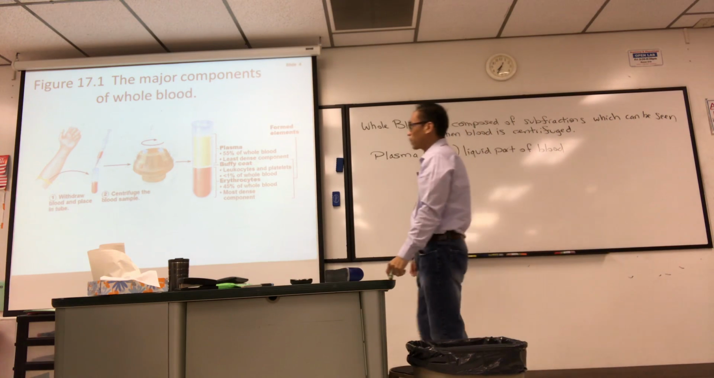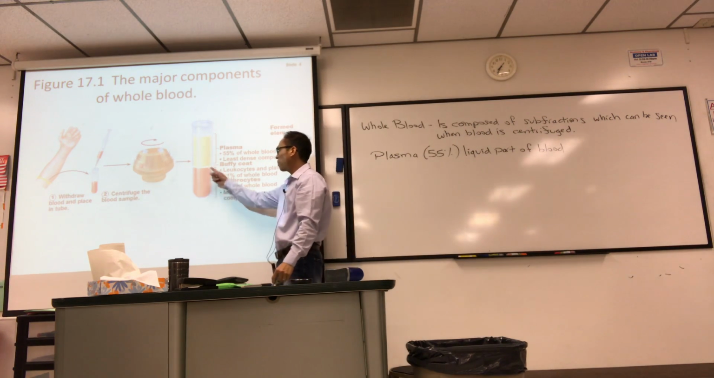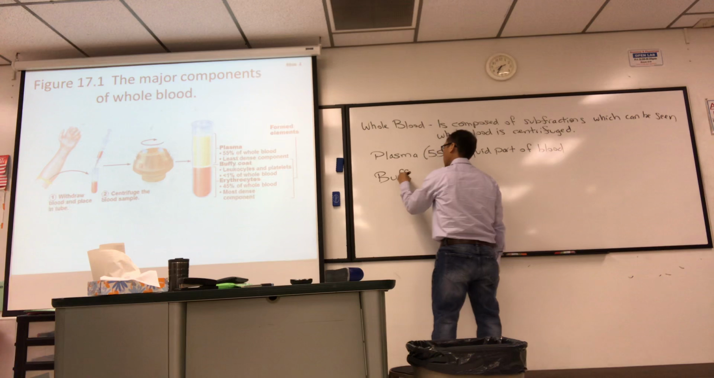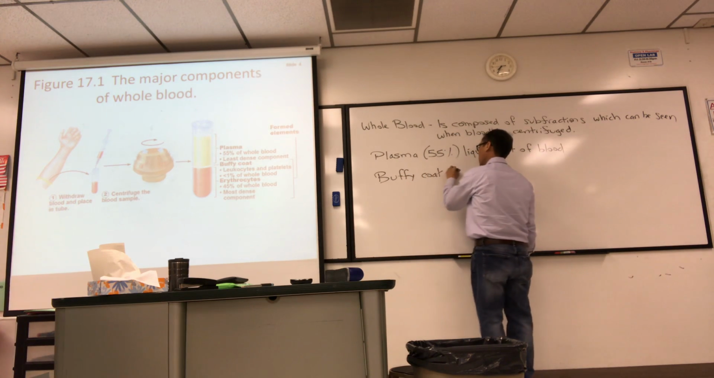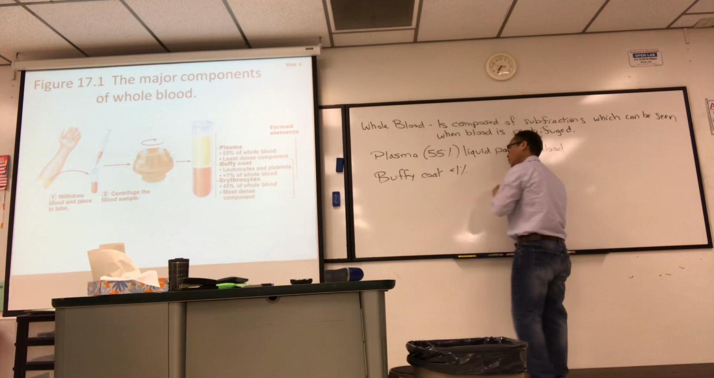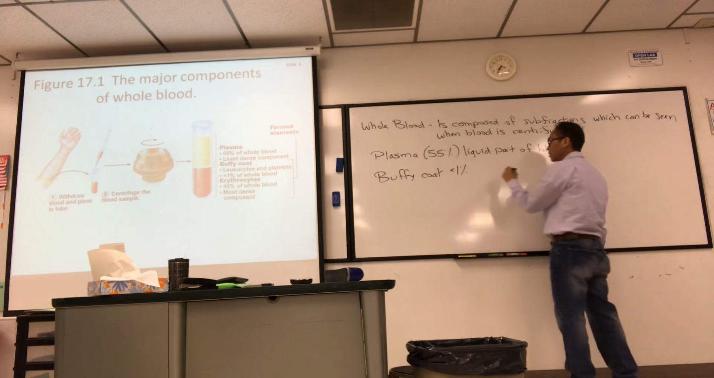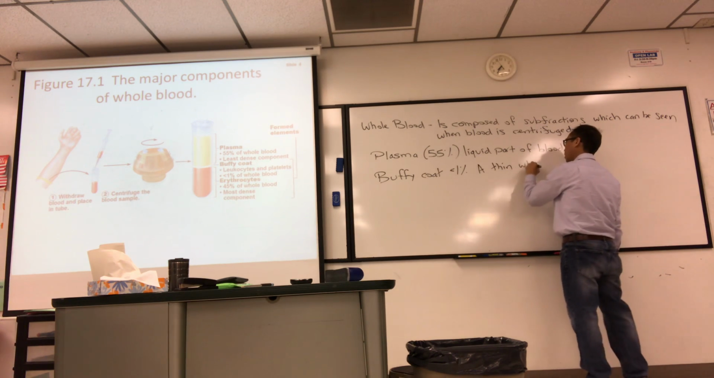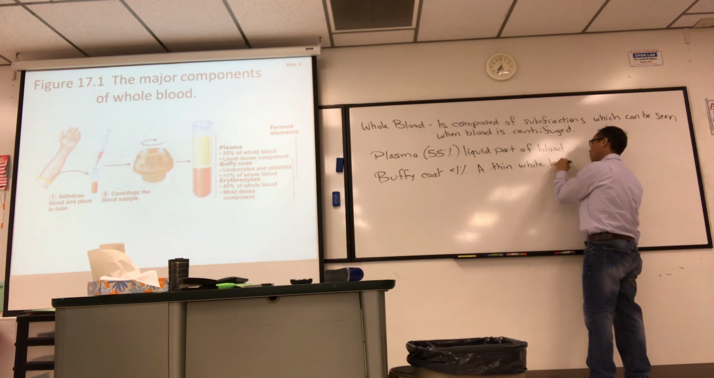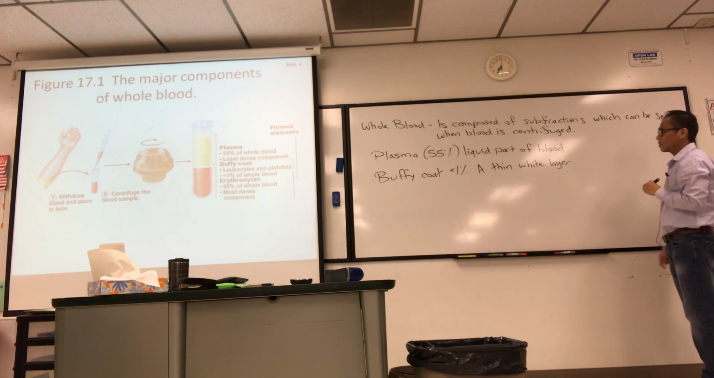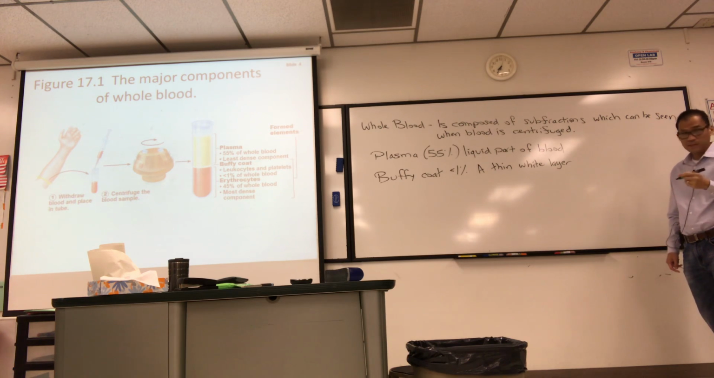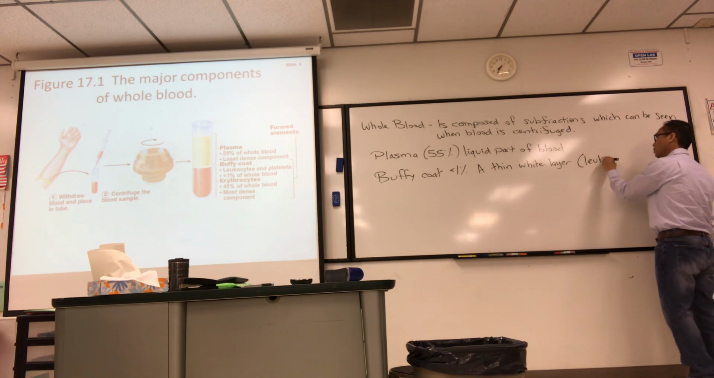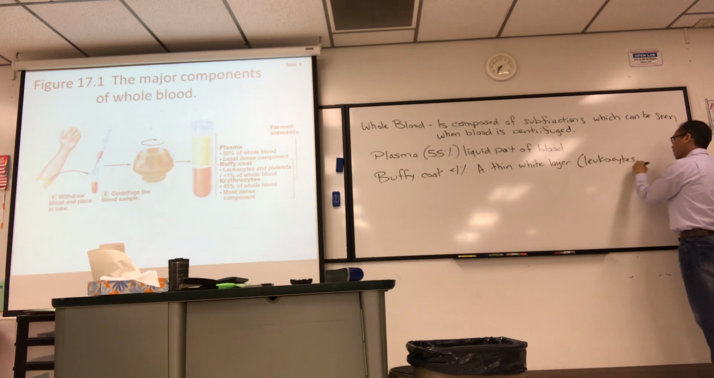Right between the top part and the bottom part is this slight layer called the buffy coat. And the buffy coat is less than 1% of blood. It's very important. It's a thin layer. It's white. And I should tell you what it's composed of. Part of it is white blood cells, leukocytes, and then platelets are also in this layer.